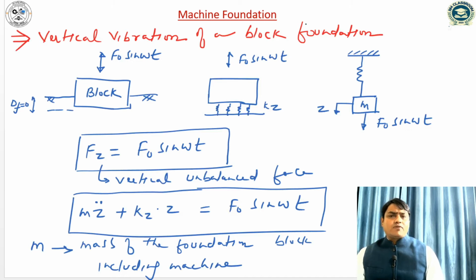Vertical vibration of a block foundation. So this is the block, and the depth of footing I have assumed as 0, and the external or unbalanced force in the vertical direction is F naught sine omega t, where F naught is the unbalanced force. So here we can write Fz is equal to F naught sine omega t, and according to D'Alembert principle we can write the sum of spring force and inertia force is equal to the external force. So m z double dot plus, in the vertical direction, the spring constant kz into z, where z is the displacement, is equal to F naught sine omega t, where m is the mass of the foundation block including machine.